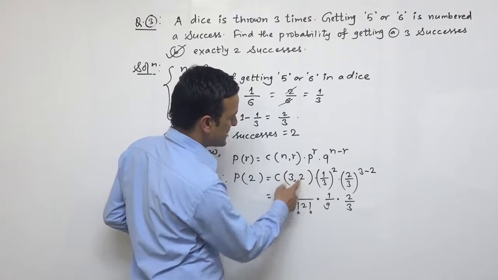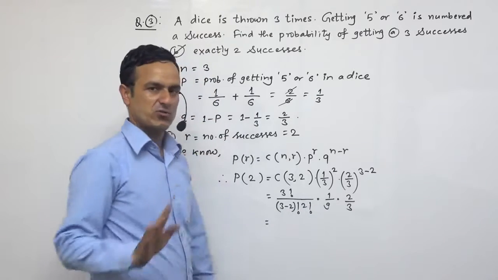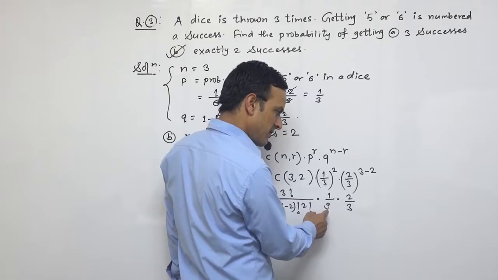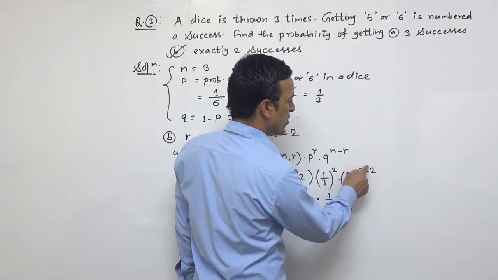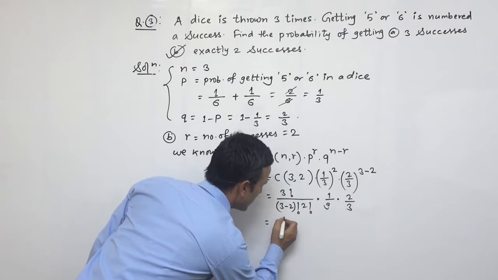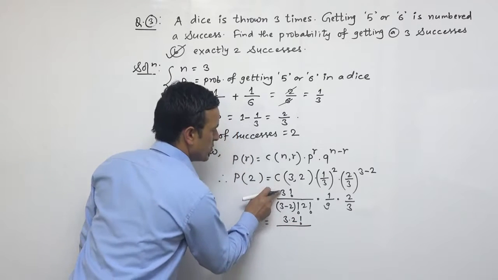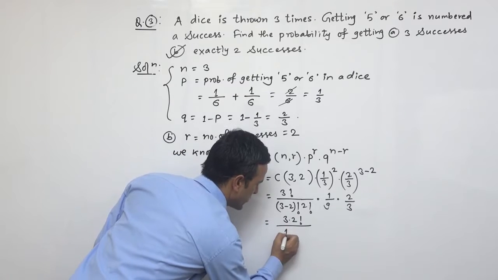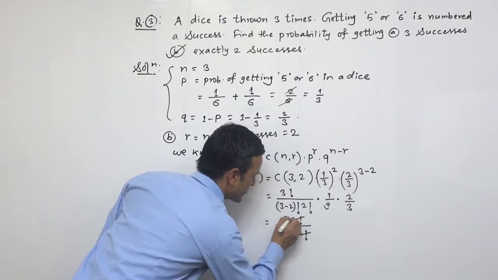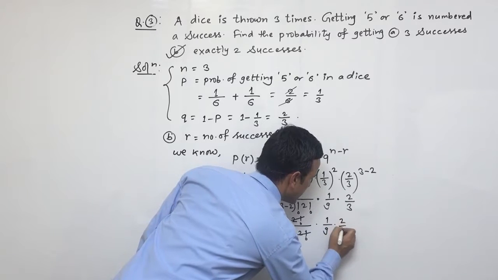So C(n, R) means n factorial divided by (n minus R) factorial times R factorial. And 1 square means 1, 3 square means 9. And 2 upon 3 power 1, since 3 minus 2 means 1. So we get the same value. And when you solve it, 3 into 2 factorial divided by, we can reduce it, 2 factorial and 1 factorial and 2 factorial, 2 factorial cancel. Then 1 upon 9, 2 upon 3.